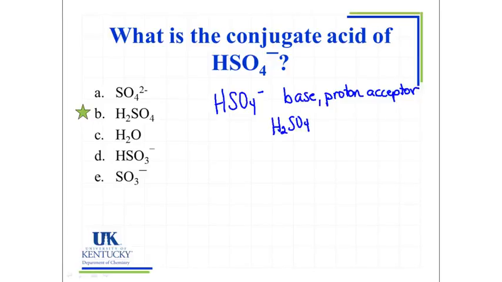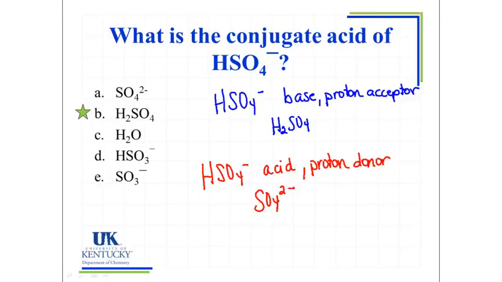Now, we could also look at the example where HSO4 minus is acting as an acid, and when it acts as an acid, it's going to act as a proton donor. And when it donates a proton, it will go to SO4 2 minus. So we still have a conjugate acid-base pair in HSO4 minus and H2SO4, as well as another conjugate acid-base pair from HSO4 minus to SO4 2 minus. The difference is, are we treating HSO4 minus as a base, or are we treating HSO4 minus as an acid?